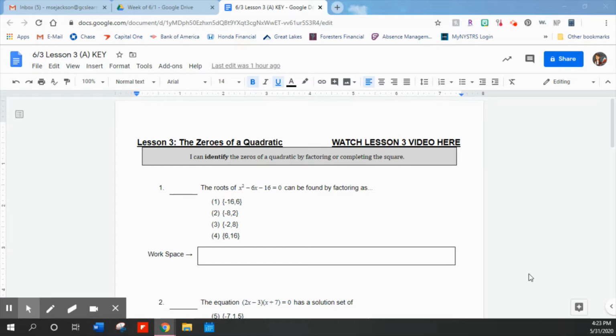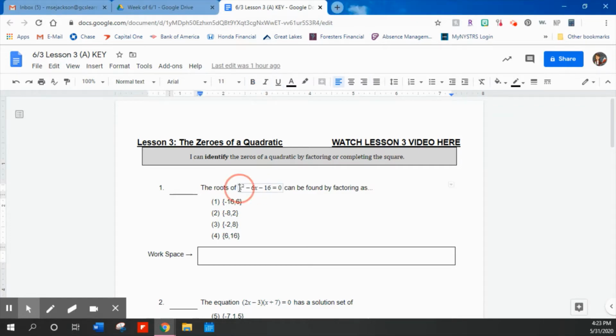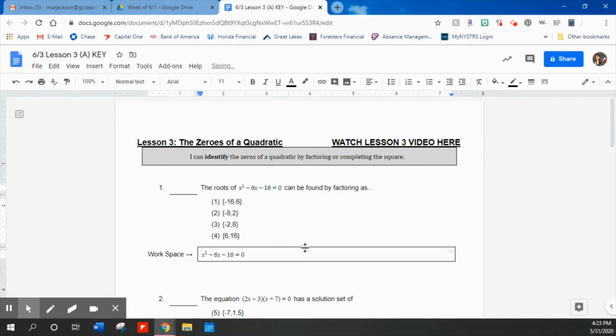Let's take a look at number 1. The roots of x squared minus 6x minus 16 equals 0 can be found by factoring as, so let's factor this equation right here. It tells you factoring is the method, so we don't have to go through GCF, completing the square, quadratic formula, although we should be able to get the same answer no matter what process we choose.